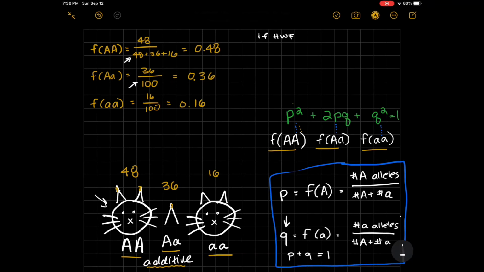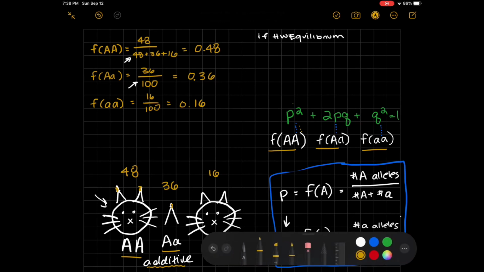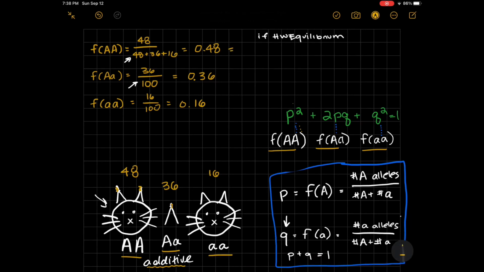So now we have our three frequencies, and that tells us if we're in Hardy-Weinberg equilibrium, these frequencies should give us back our Hardy-Weinberg numbers, p squared plus 2pq plus q squared. So our frequency of big A should equal p squared, our frequency of big A, little a is 2pq, and our frequency of little a should equal q squared, if we're in Hardy-Weinberg equilibrium. All right, so that is what we're going to be testing. We're going to be seeing, do these numbers actually match up?